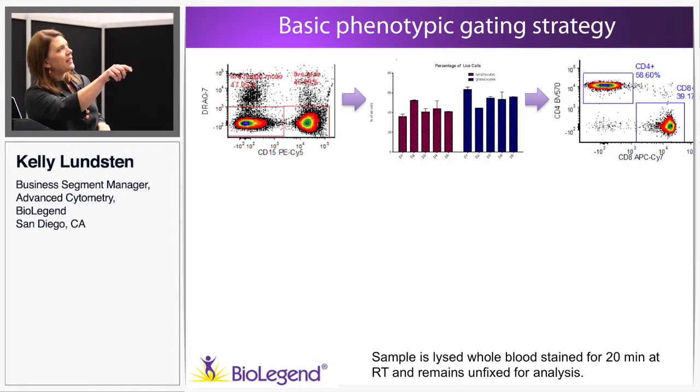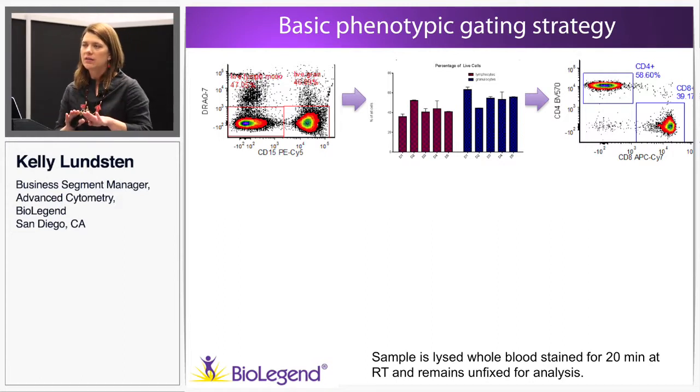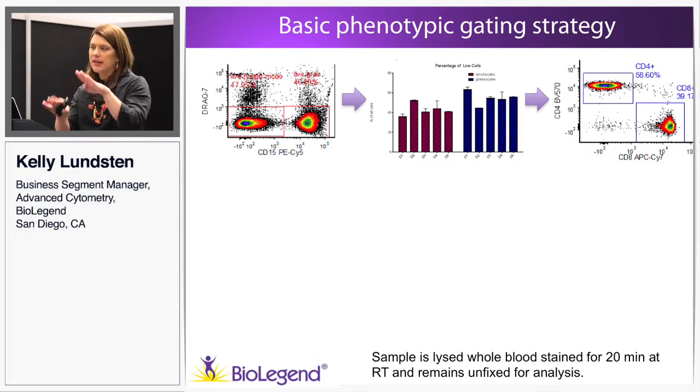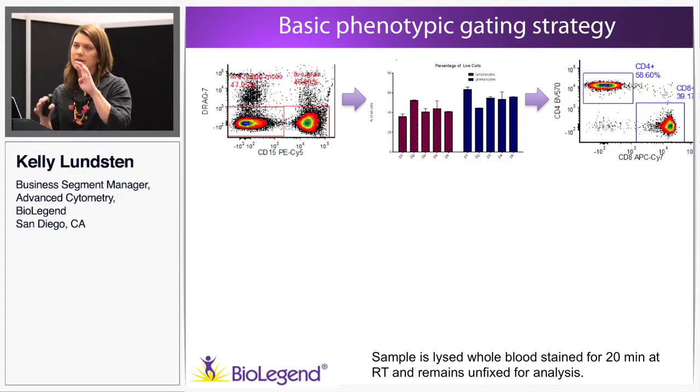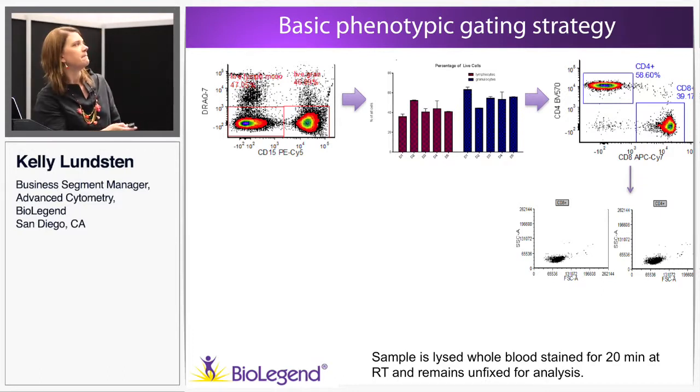I can take from my CD3s and go to my 4 versus my 8. In this case, these guys were a perfect pair for each other. Absolutely what I would expect, but I definitely had some instances where my 4-to-8 ratio was about equal. That was probably where I saw the greater variability between my normal healthy donors, with the 4s and 8s sometimes not being a 30-60 or a 40-60, but more like a 50-50. Okay, when I backgate on these guys, I see I've lost all my granulocytes and all my monocytes. It's exactly what I expect.